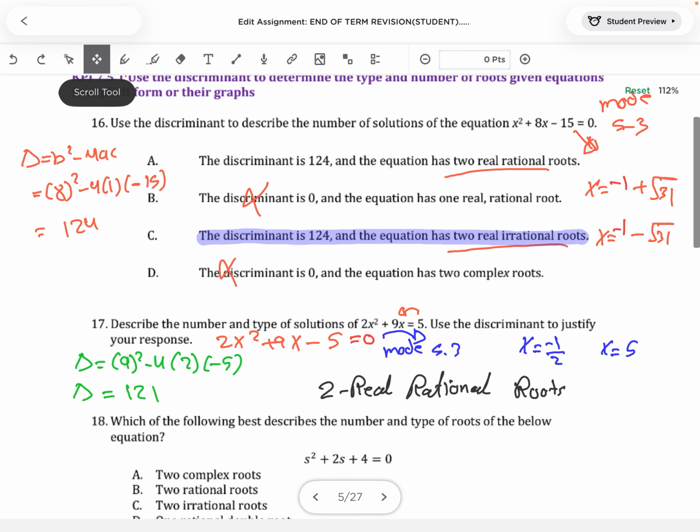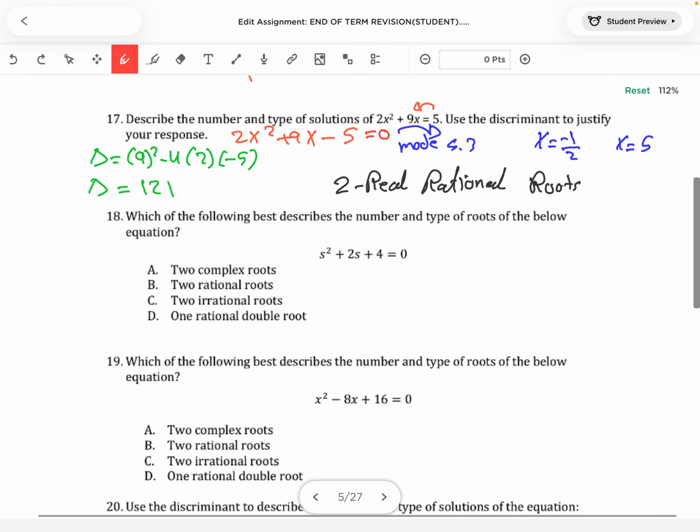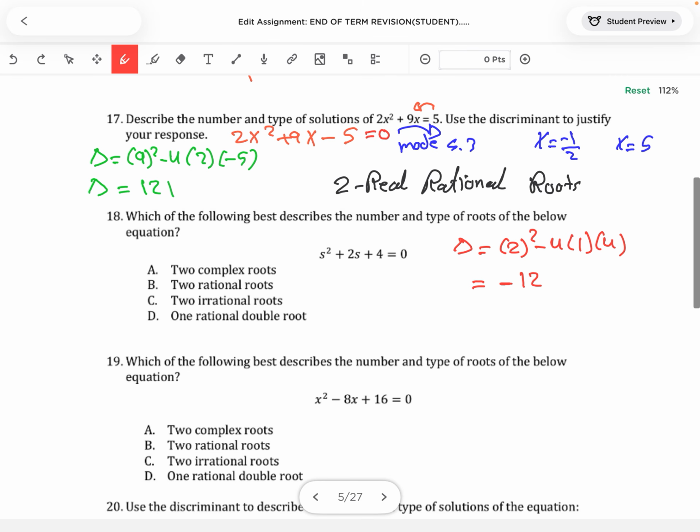Okay, next one. Same story. We found a discriminant which is 2 squared minus 4 times 1 times 4, and it is negative 12. Since it is negative, I have two complex roots.